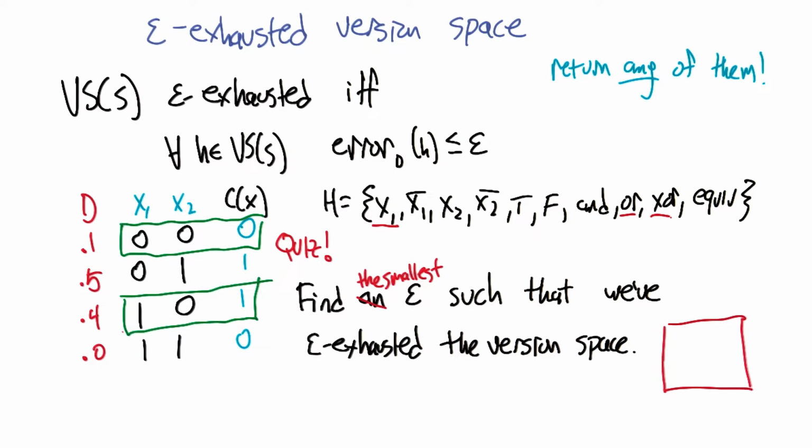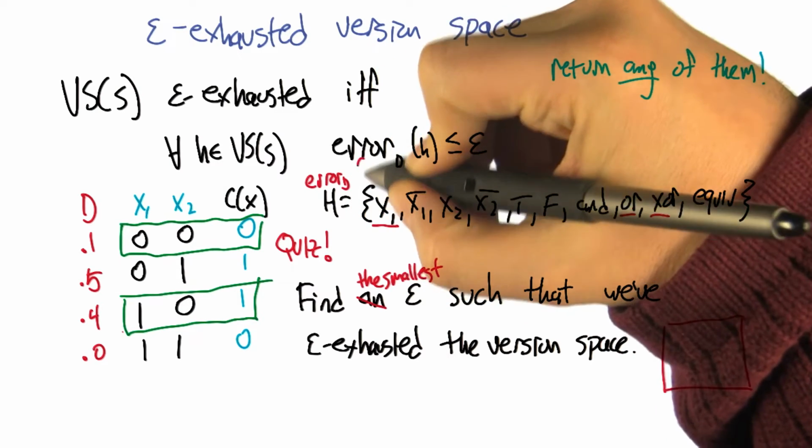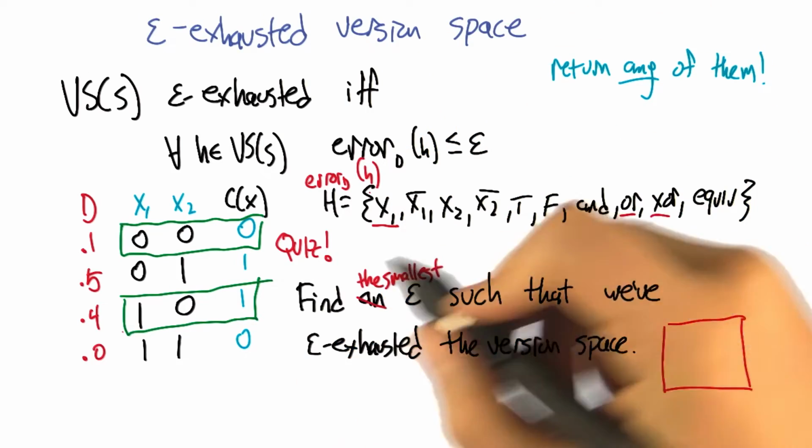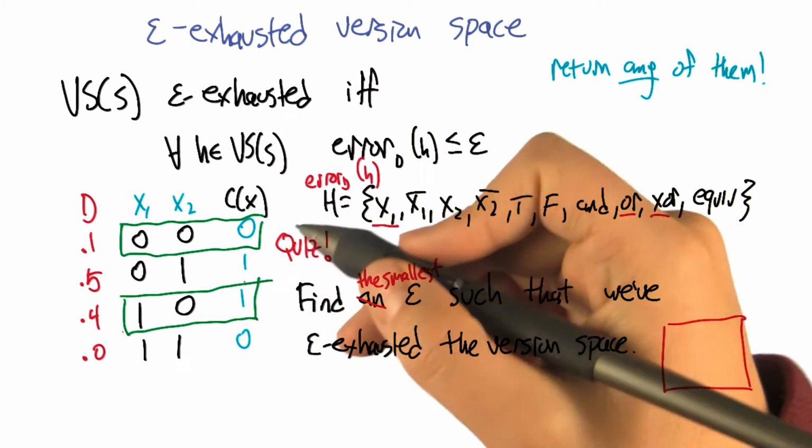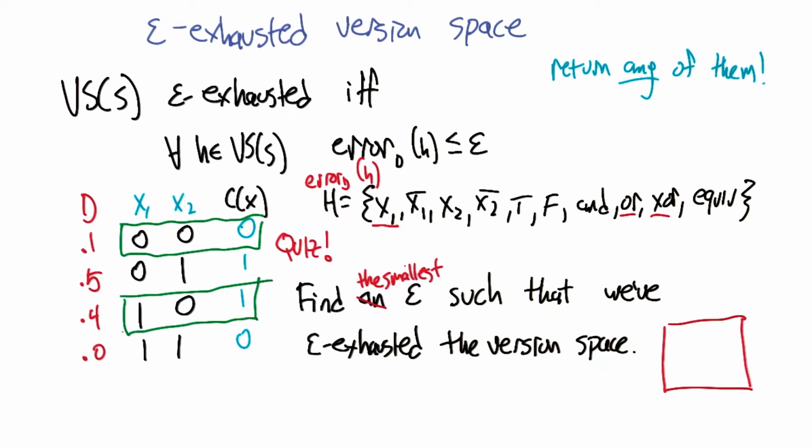Okay, so given that those are the three things that we've got, we could actually compute what the error is according to this distribution for each of those three. Yes, exactly. So let's start with x1. All three of those are going to get the first one and the third one correct, right? Yes, by design, because that's to be in the version space.